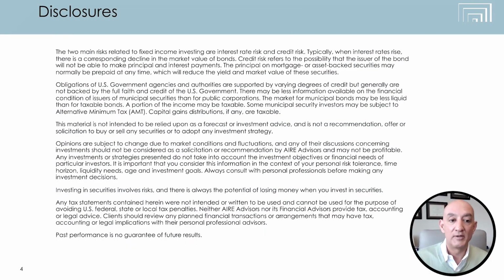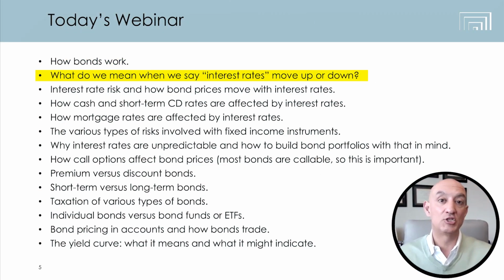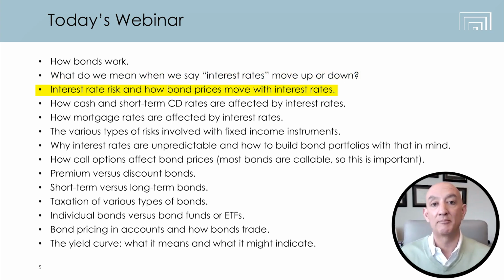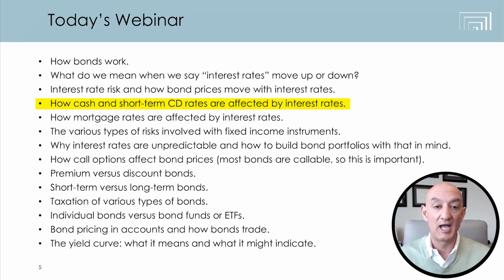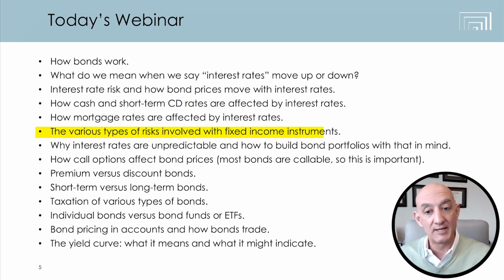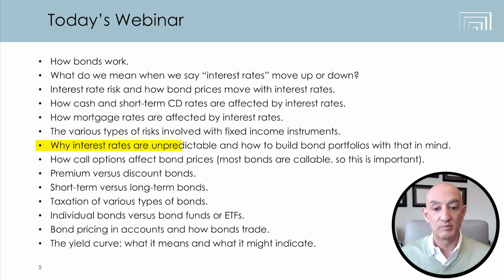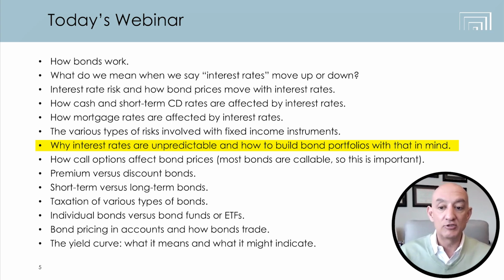And in today's webinar, we are going to talk about bonds, how bonds work. What do we mean when we say interest rates are going up or down? We're going to talk about interest rate risk and how bond prices move with interest rates. We're going to talk about how cash and short-term CD rates are affected by interest rates, how mortgage rates are affected by interest rates. We're going to talk about the various types of risks involved with fixed income instruments, why interest rates are unpredictable, and how to build a bond portfolio with that in mind.